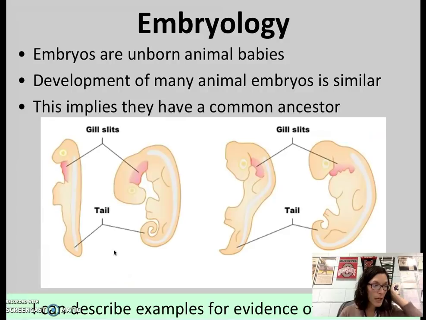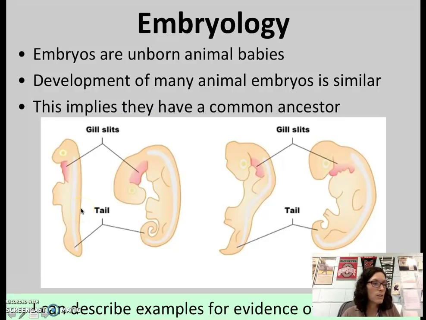All right, moving on to embryology. So down here in the picture, we have 4 different embryos. Embryos are unborn animal babies. So the development of many organisms, specifically animals, look very much the same. So without revealing the names here, you can maybe guess what these are. So you see gill slits and the tail here. So what makes you think of gills? What kind of organism? Try and think about that. And it implies a common ancestor.